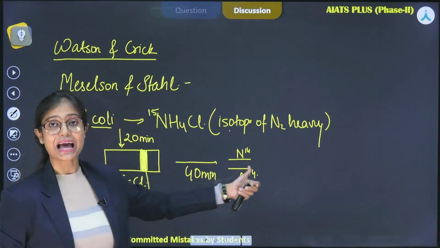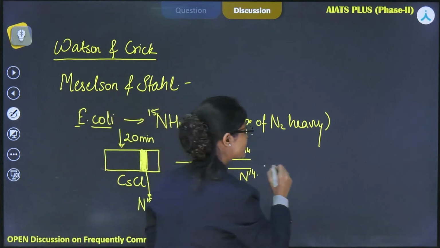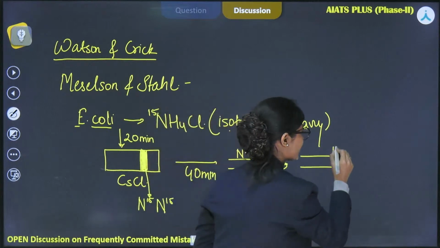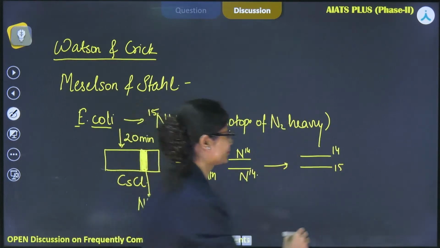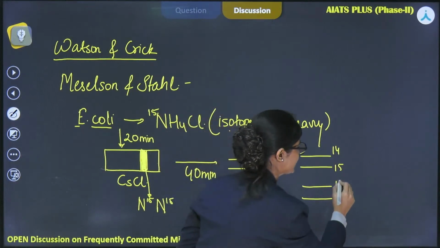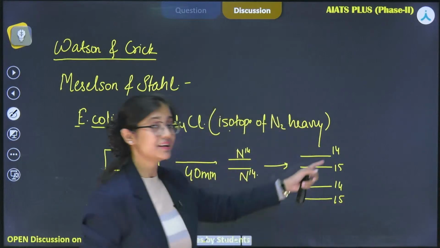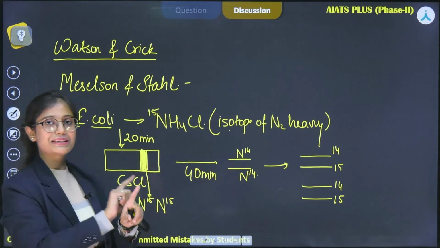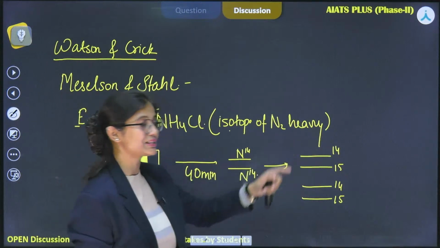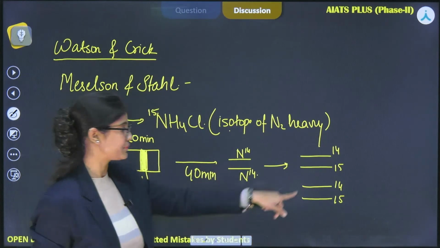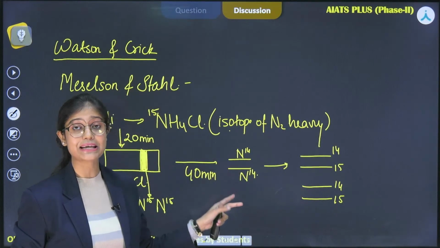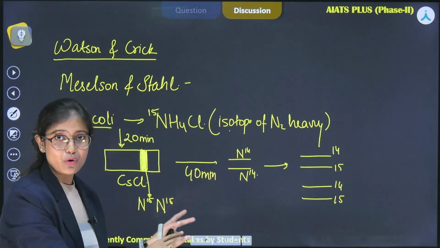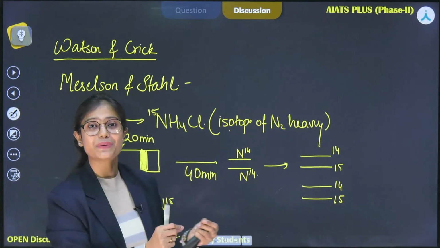Later on, once they extracted after 40 minutes, then they observed hybrid strand, that means N14 and N15. This is observed. That means the two strands of DNA, if we talk about E. coli, got separated, right? One is having the parental strand and another is newly synthesized. The 15 one is parental one and the 14 is newly synthesized, which got replicated during this medium. So this is how they experimentally proved that DNA replicates semi-conservatively.